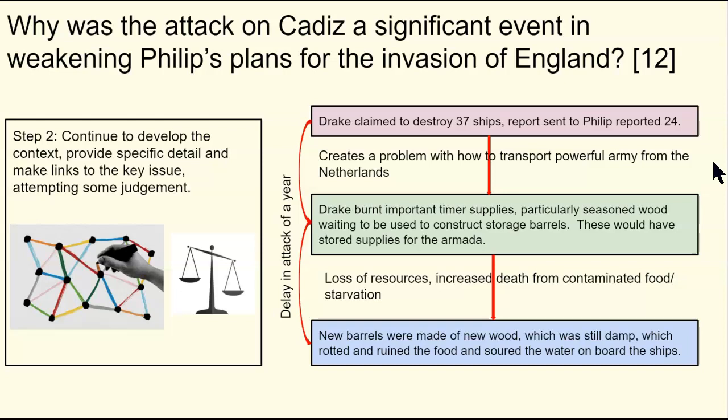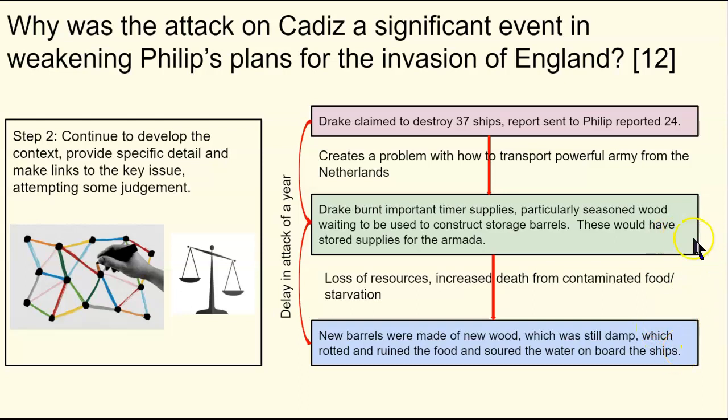But also the fact that the timber supplies have been burnt means that there's a reduction in the amount of barrels that can be used. Also, the new barrels are less good. This means that there's a reduction in resources that can be transported on these ships, meaning less people from the army. So this is having a problem. This is a significant event that has weakened Philip's plans because it's impacted how he's going to transport that army from the Netherlands.